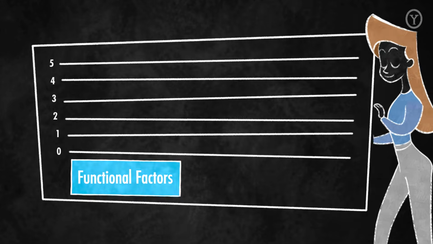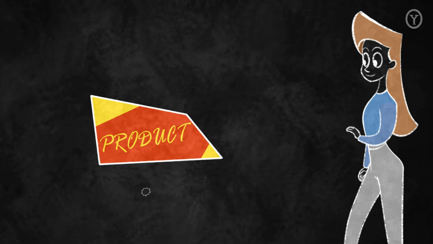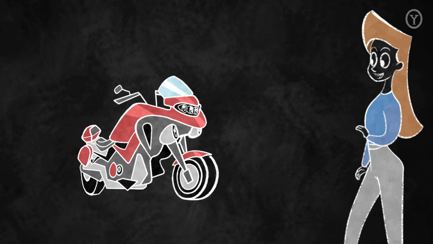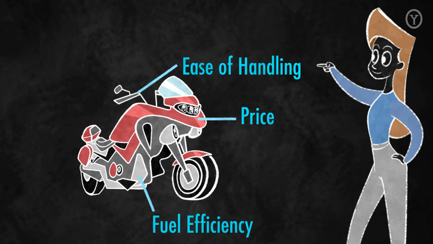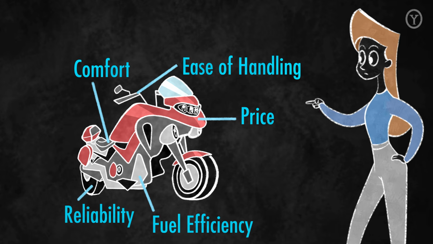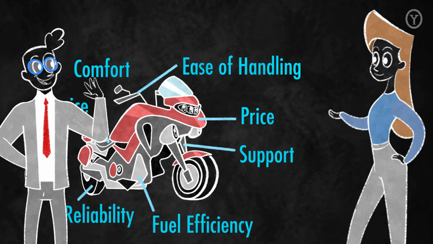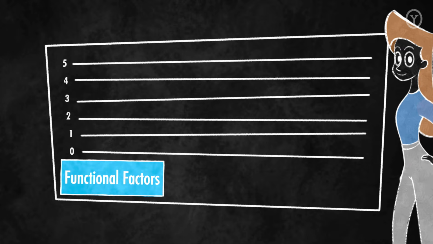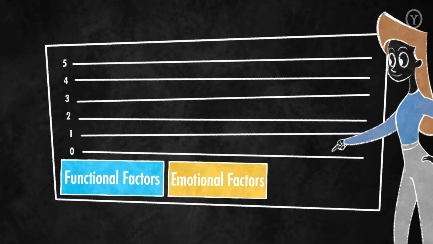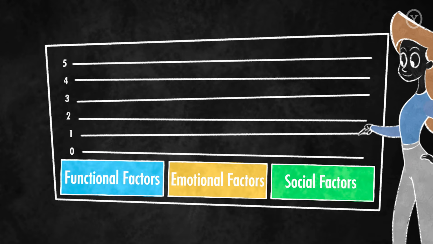First, identify the functional factors your product or service fulfills. For a motorcycle purchase, functional factors include price, fuel efficiency, ease of handling, comfort, reliability, service, and post-sales support. But don't stop there. Our supercharged strategy canvas will also include information about influential emotional and social factors.